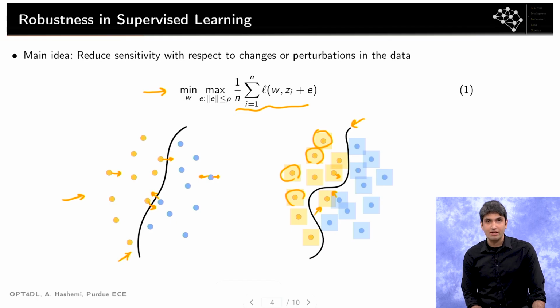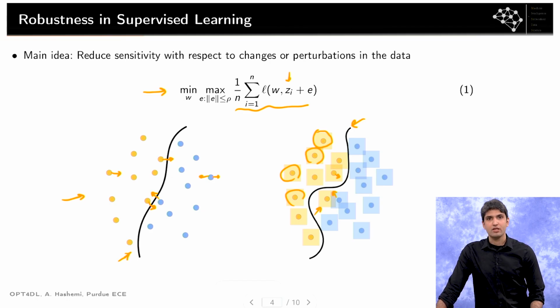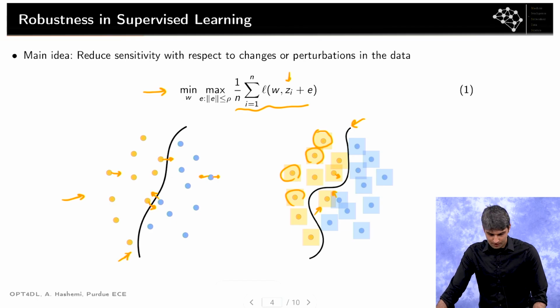In particular, what this is saying is that I take each data point Zi, and then I perturb it with some perturbation vector E. So this could mean, like in the example from the previous slide, that I have an image, and then I perturb it with some noise image E. So it could be like a Gaussian image, for instance. Okay. So I perturb each image, and I want to make sure that I find a model that minimizes the worst case perturbation, where the perturbation has some limited budget.